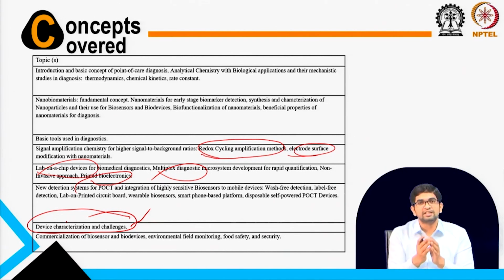It has a huge market because it is a very simple method: just a drop of blood and you can detect the glucose. I think nowadays every home has a glucometer, because it is not that expensive and at the same time it is user friendly.